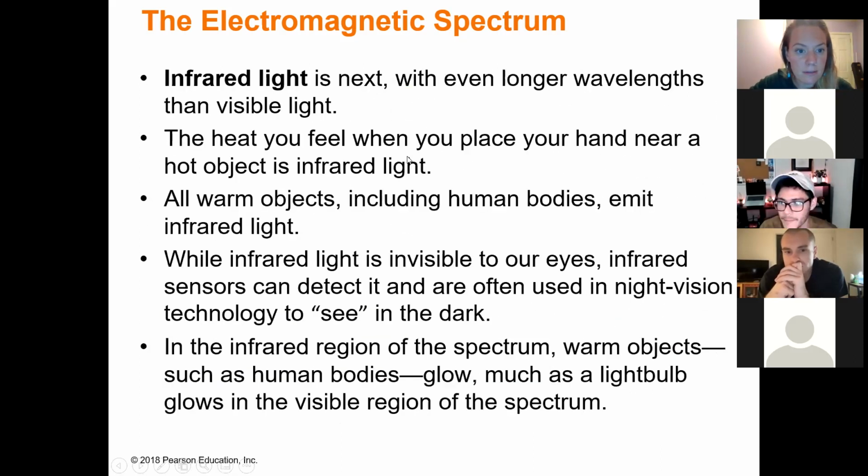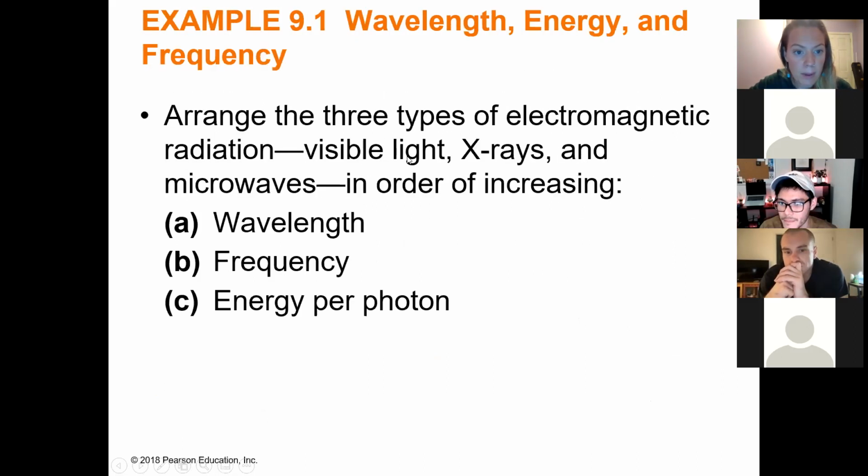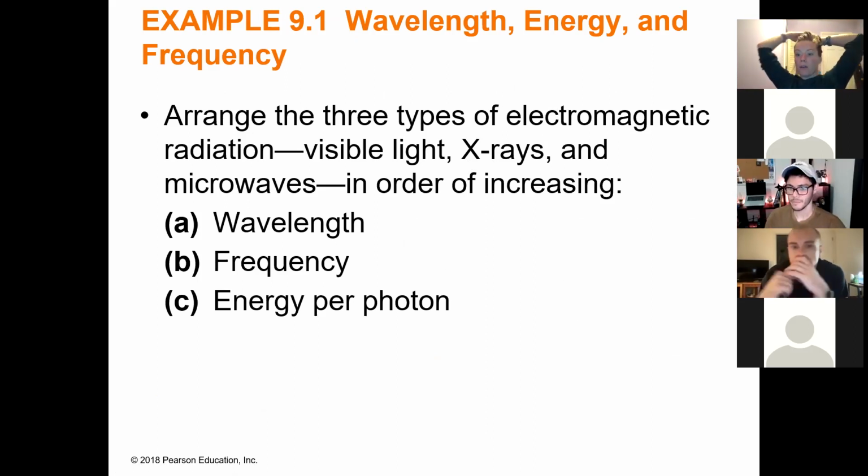This kind of talks about what we already said. But I do want us to look at this. We've got three different things here: visible light, which is natural light, X-rays, and microwaves. I want you to put these in increasing order of wavelength, of frequency, and then of energy of a photon. Go ahead and do that. I'll give you just a minute and a half. You don't have to do it for everyone, but do it for visible light, X-rays, and microwaves.